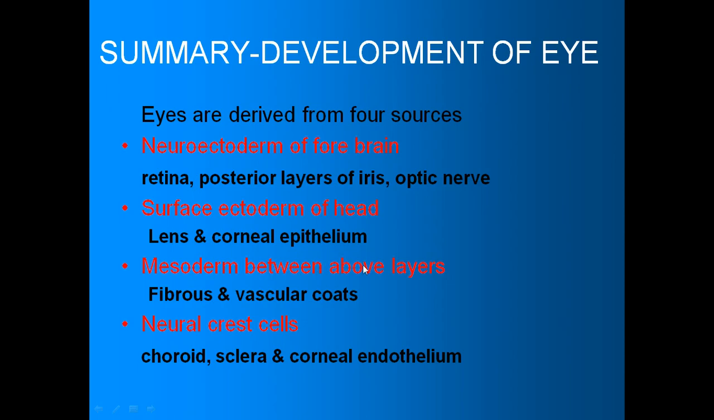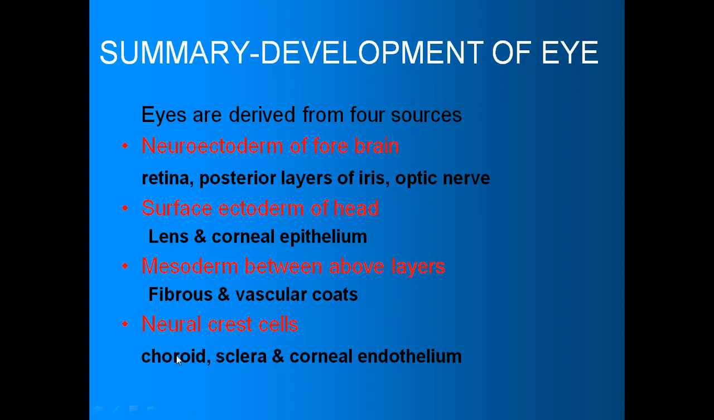The mesoderm between the above mentioned layers will give rise to everything else. The fibrous covering of the eyeball, the sclera, the choroid, the vascular covering of the eyeball, the ciliary body, everything. The connective tissue framework of the eyeball is derived from the mesoderm, including the chambers. You know, vitreous humor, aqueous humor, anterior chamber, posterior chamber, all these are derived from mesoderm.